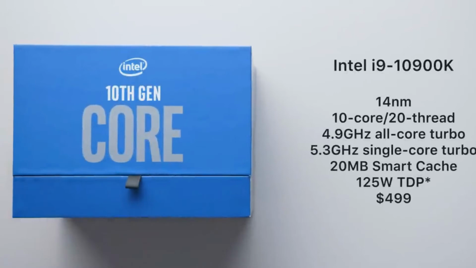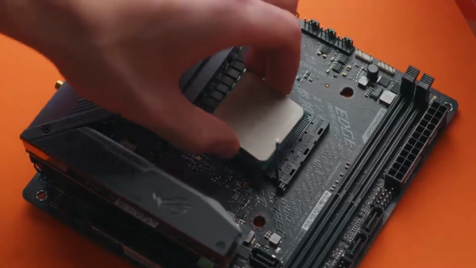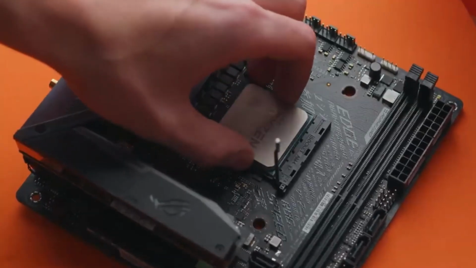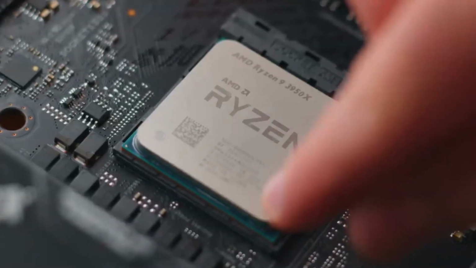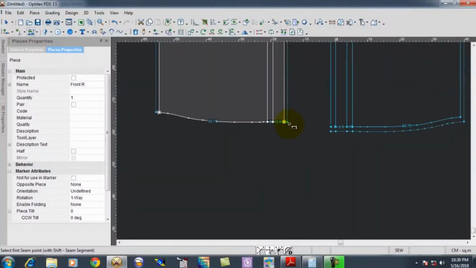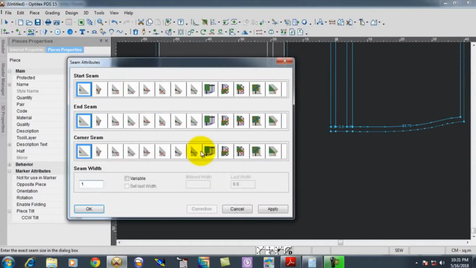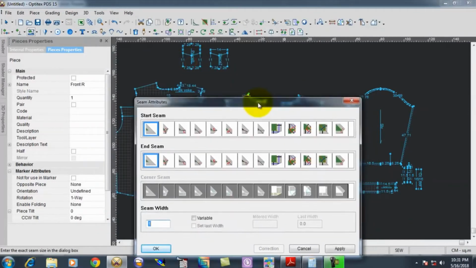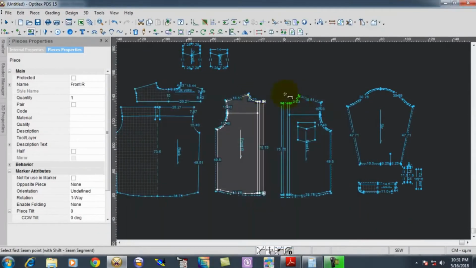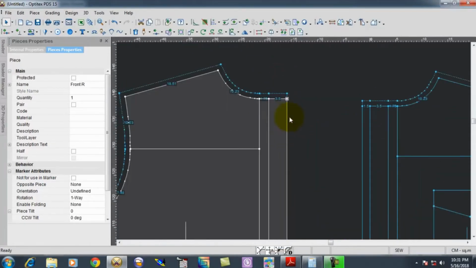Now let us discuss the essential software. The most recommended and popular fashion design software which will be required are as follows. 2D and 3D fashion design software are as follows, if you are going to purchase these for garment design.